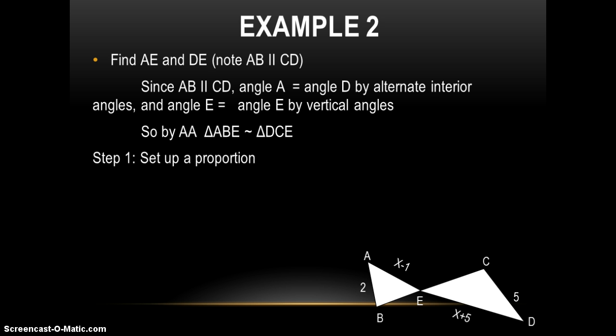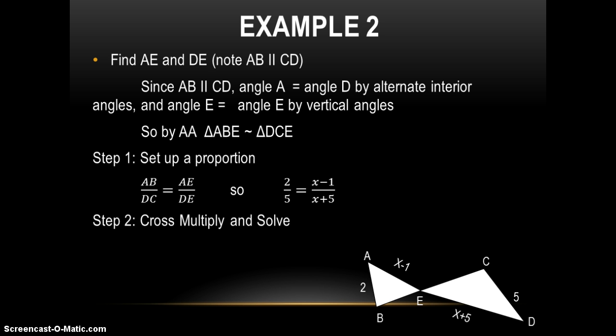So step 1, we need to set up a proportion. So we have AB over its corresponding side DC equals AE over its corresponding side DE. And then we plug in what we know. So 2 over 5 equals x minus 1 over x plus 5.